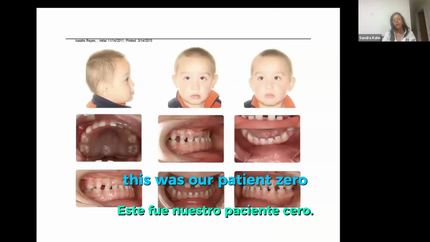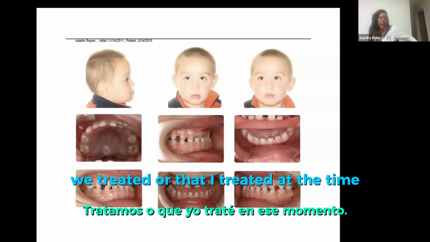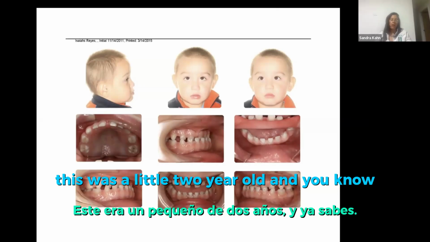This was our patient 0, the youngest patient we treated, or that I treated at the time. This was a little 2-year-old.